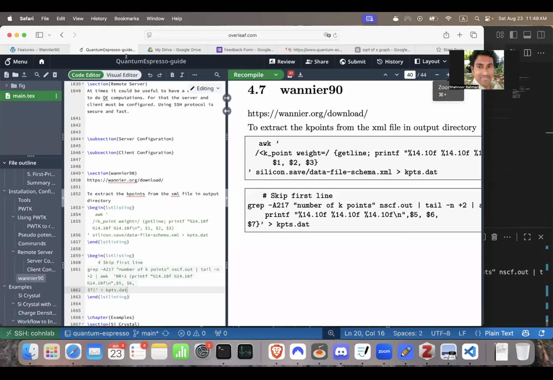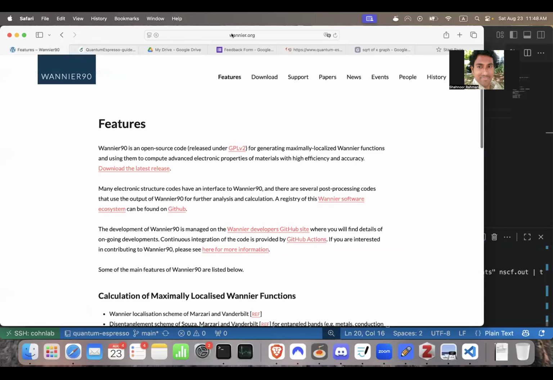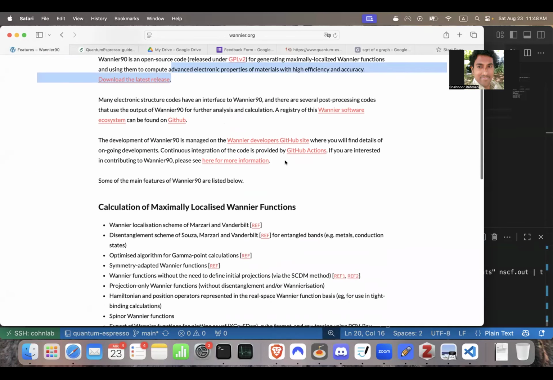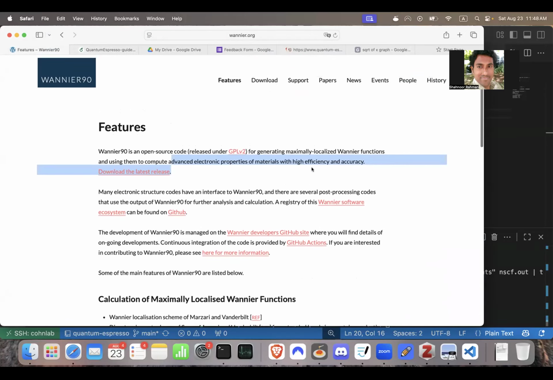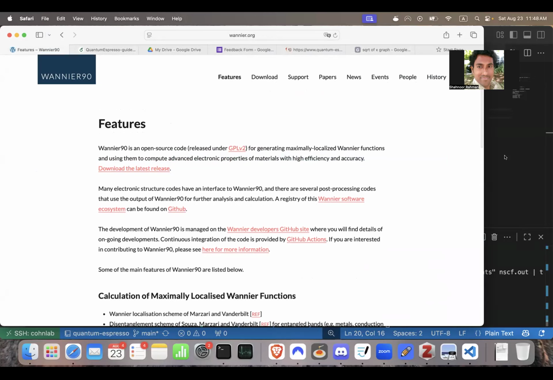The official website for this Wannier function is here, wannier.org. It's called maximally localized Wannier functions. And it can be used to compute the electronic properties. Yeah, so you can maybe explore in this direction a little bit. And if you find something, hopefully that will help the entire group and myself. Any questions?